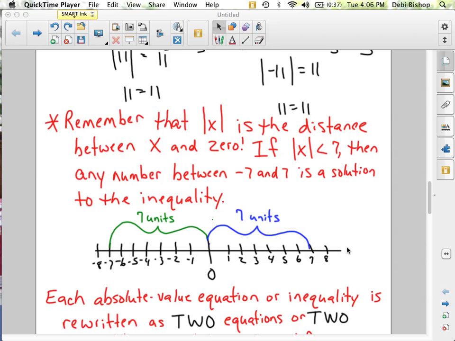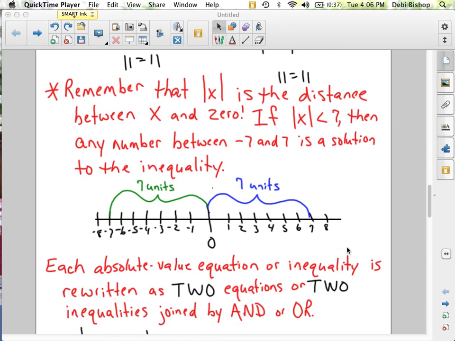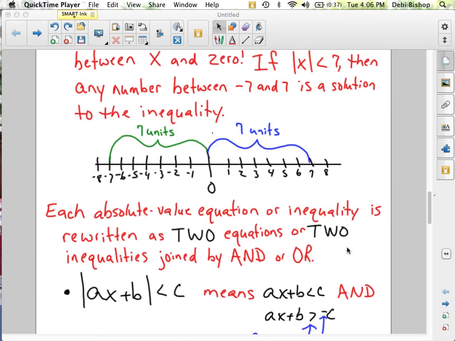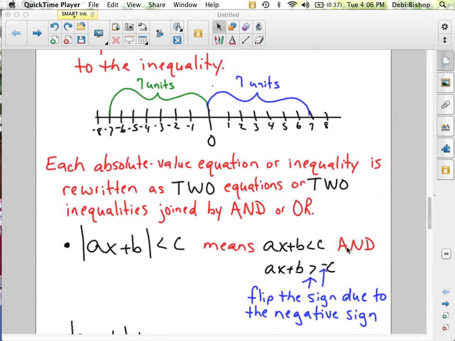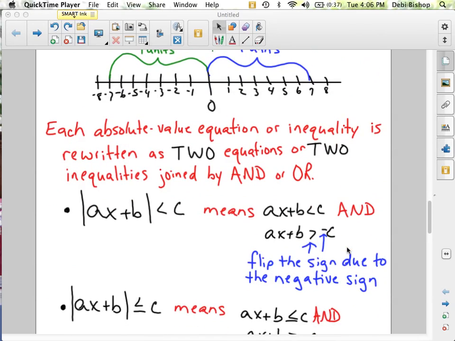So now let's talk about some rules, and especially when we're talking about inequalities. Each absolute value equation or inequality is rewritten as two equations or two inequalities joined by the word and or the word or. So let's give some rules here. The absolute value of ax plus b is less than c. So that means ax plus b is less than c and ax plus b is greater than negative c.